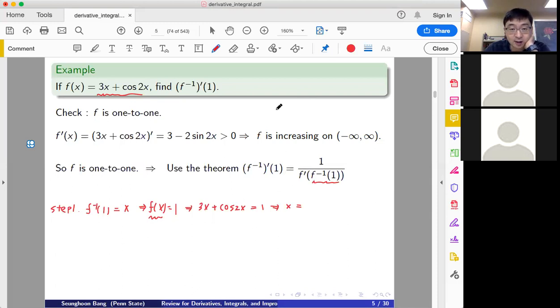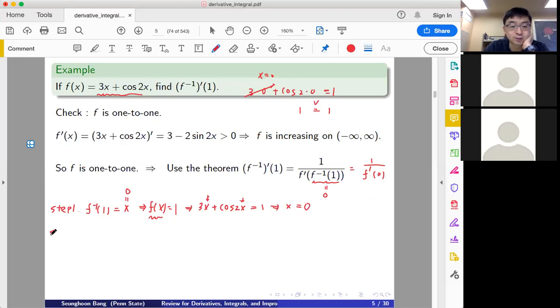0? Yeah. So you can plug x equal to 0 into here. What happens? 3 times 0 plus cosine of 2 times 0 equals 1. 3 times 0 is 0, cosine of 0 is 1. Yes, 1 equals 1, so we have the answer. This x value is 0. What does it mean? We need to calculate 1 over f prime of 0. You can change it like this.